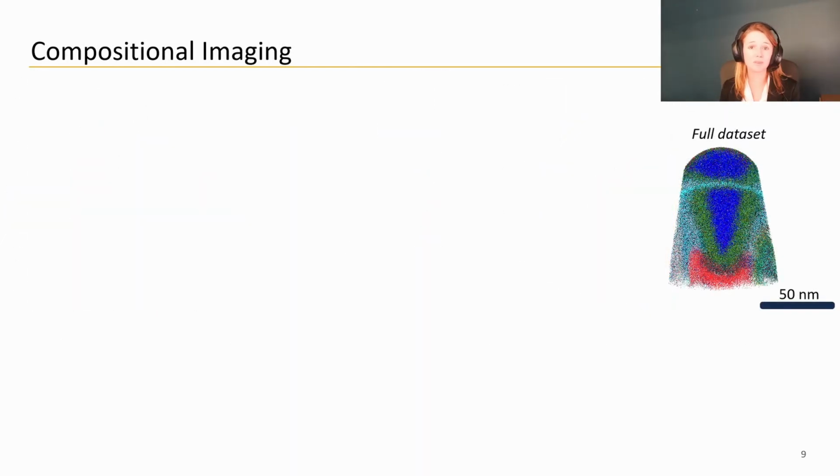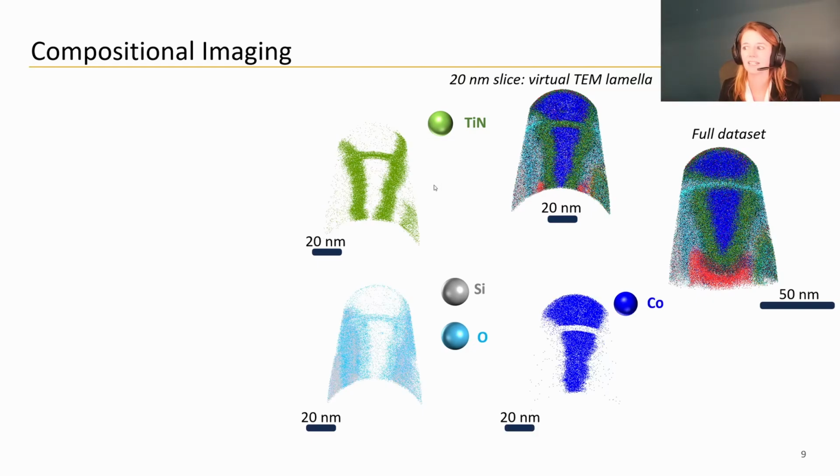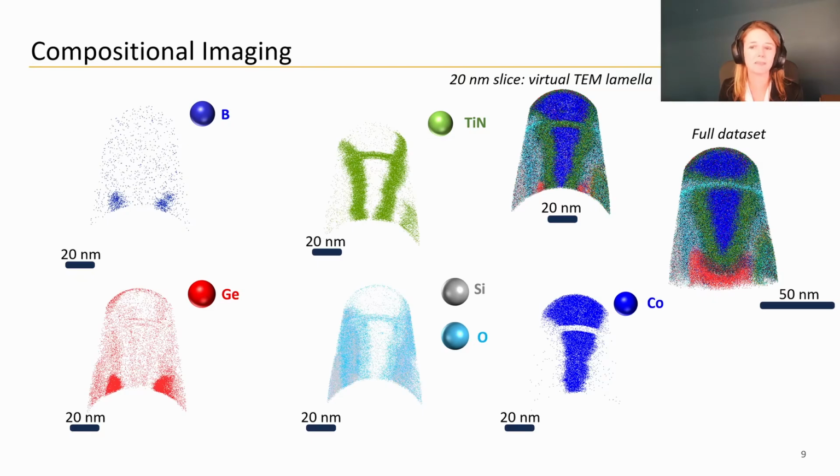Now, once we have those assignments and have gone through our mass spectrum, we can do things like create what we call a virtual TEM lamella by selecting a slice of data and displaying the elements individually so we can see their distribution. Here we've broken out the titanium nitride ions and our silicon and oxygen ions, as well as our cobalt, germanium, and boron ions. So this allows us to look through an equal volume of data instead of looking through that cone-shaped material and see where these ions are more or less concentrated.